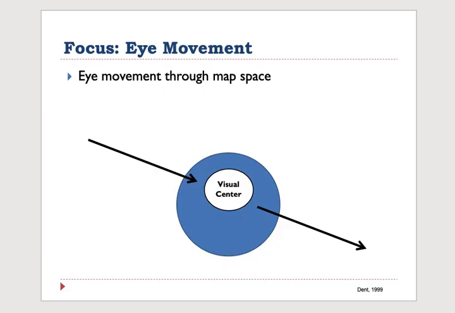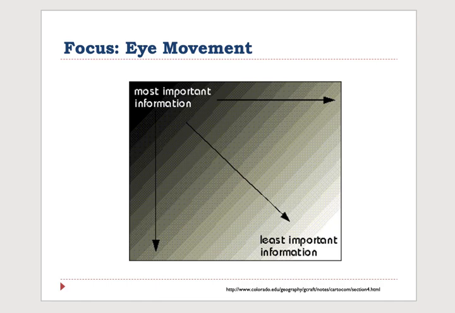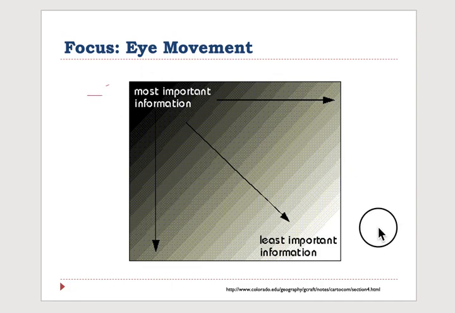So when we are looking at our eye movement through map space, cartographers use this pattern when arranging map elements so that the positions of important objects on the map correspond to natural eye movement. So our eyes naturally move from the top to the bottom. Okay, so here again we have the focus of our eye movement. The most important information, like I said, is at the top, and then our least important information is at the bottom of our map.